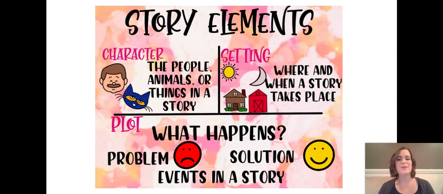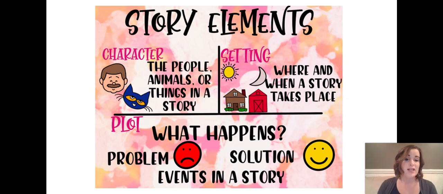Hi, boys and girls. Today I'm going to be teaching you about story elements of a story. Stories are made up of three main parts: the characters, the setting, and the plot. So let's start with characters. Characters are the people, animals, or things in a story.